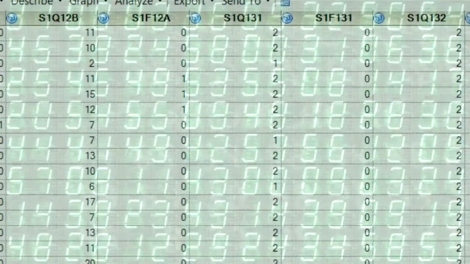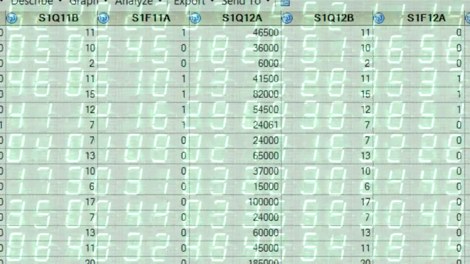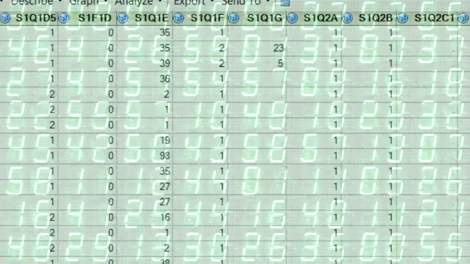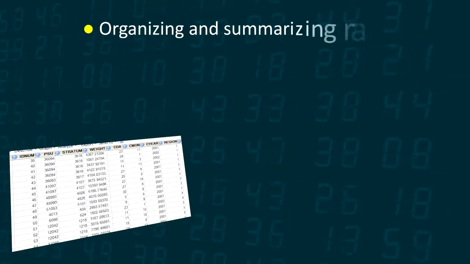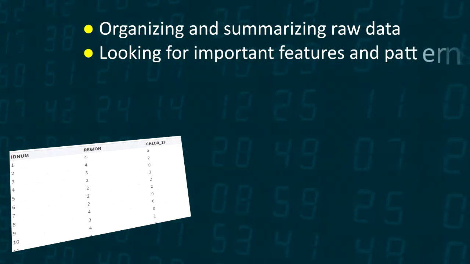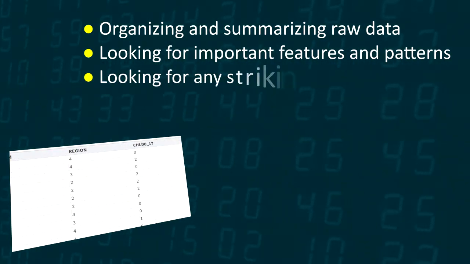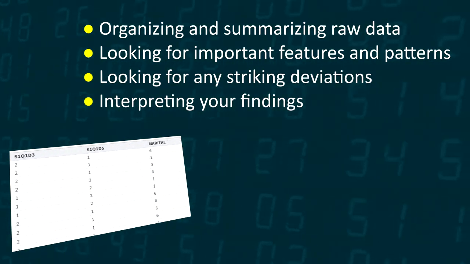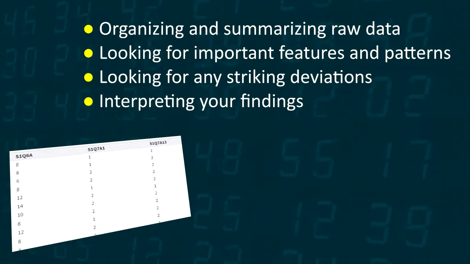You do this by converting data from its raw form to a form that makes sense, that has context, that tells the story you want to tell. Basically, exploratory data analysis consists of organizing and summarizing raw data, looking for important features and patterns in the data, looking for any striking deviations from those patterns, and interpreting your findings in the context of the problem or research question.